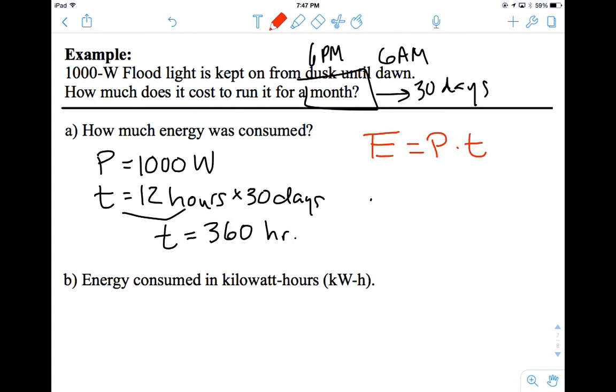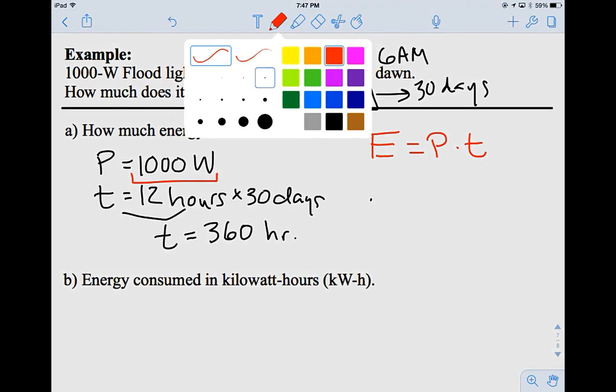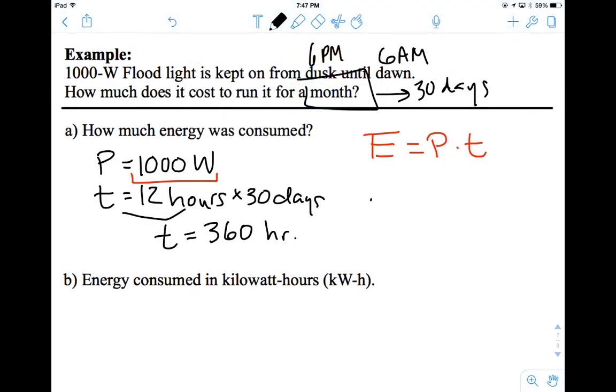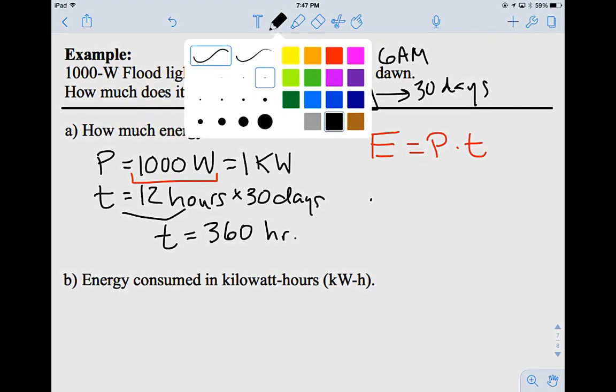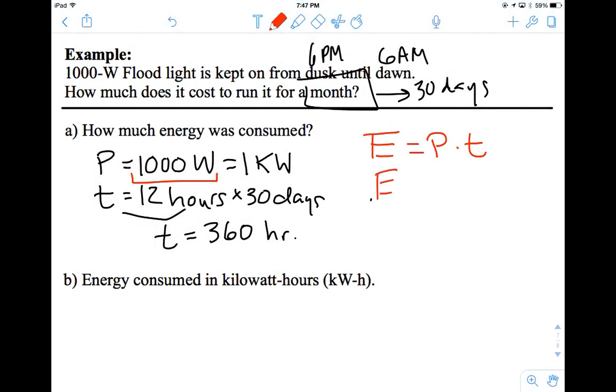Now remember when we talk about the idea of power though, we want power in kilowatts. So let's convert our 1,000 watts into kilowatts. In other words, I'm going to divide it by 1,000. So if I divide it by 1,000, I get my 1,000 watts converted into 1 kilowatt. So energy-wise, I am going to be using 1 kilowatt for 360 hours. Therefore, the amount of energy that I'm using is 360 kilowatt hours.